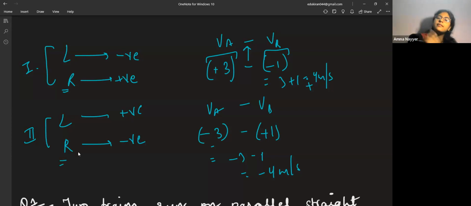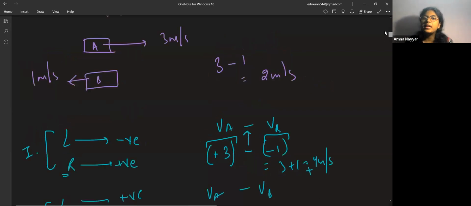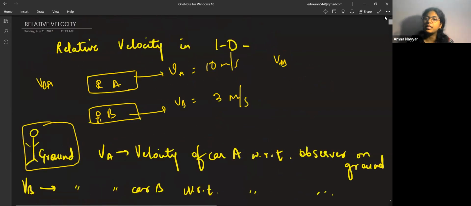So the answer is right only. Whatever sign convention you have chosen, according to it, you are getting the correct answer. So this sign convention you have to keep in mind. Otherwise, the formula is VA minus VB only. If it is VBA, that will become VB minus VA. Quickly note it from here.